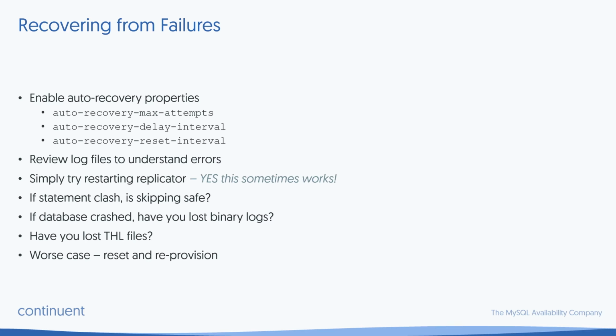Auto recovery delay interval tells the replicator how long in seconds to wait between retries. Auto recovery reset interval tells the replicator how long in seconds to wait after the replicator is back online before it resets the max attempts counter.